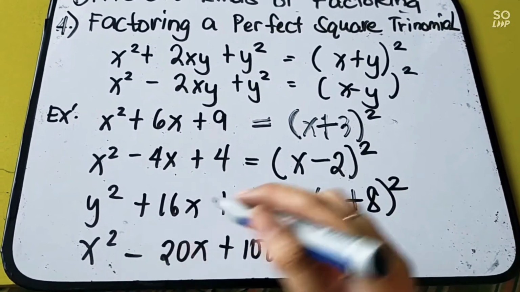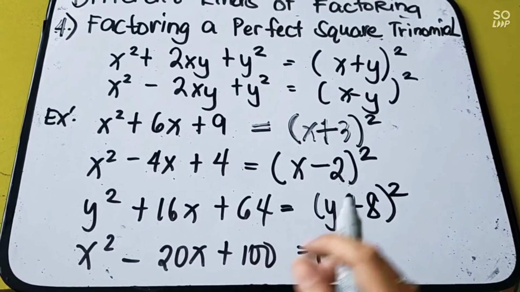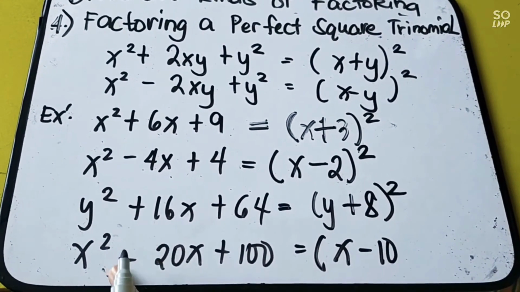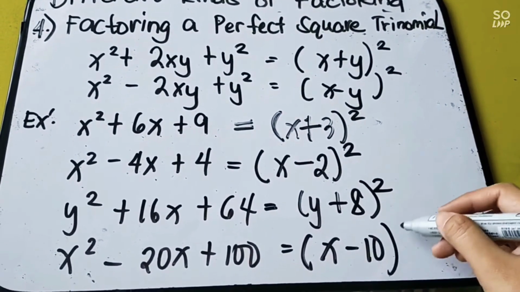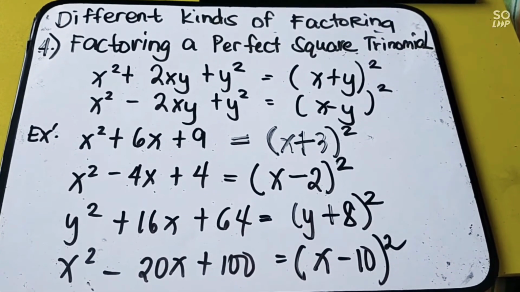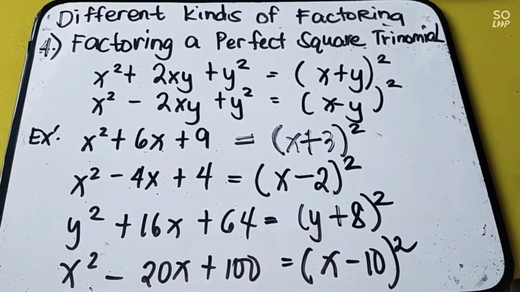Next tayo. Square root ni x squared, we have x. Then, square root ni 100, we have minus 10. Why minus? Kasi minus dito. So, x minus 10 squared. That is a perfect square trinomial. Right? Next tayo. Let us have the fifth one.